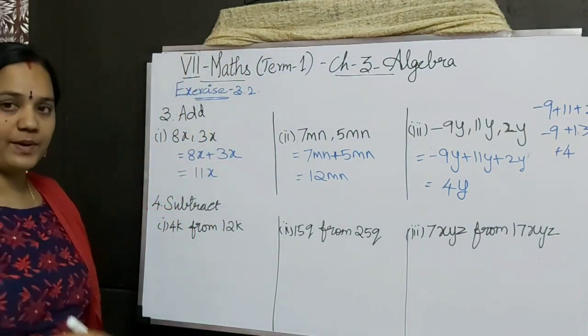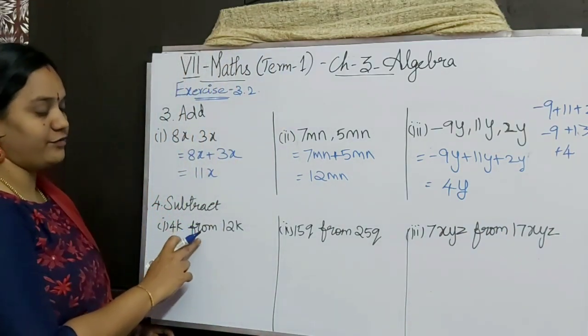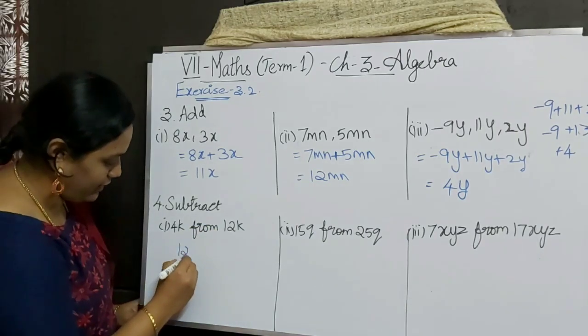Okay. Shall we do the subtraction now? So here 4k from 12k. So I have to write 12k first.